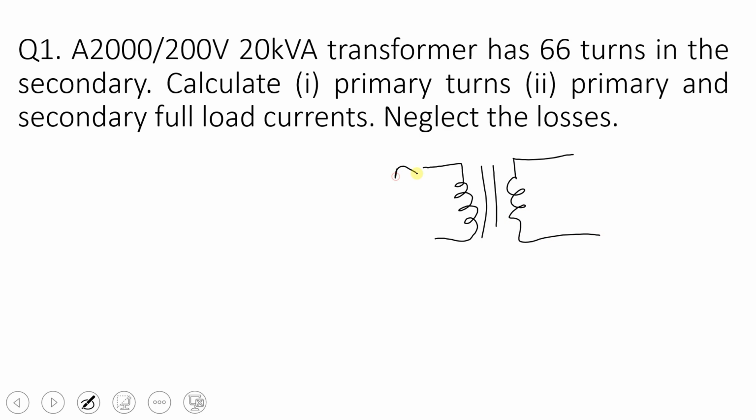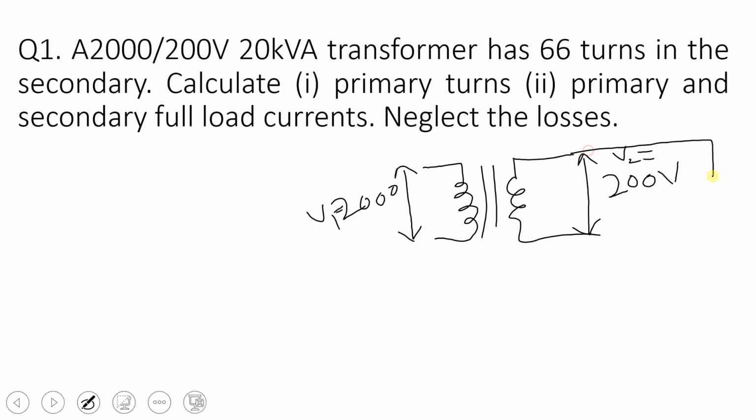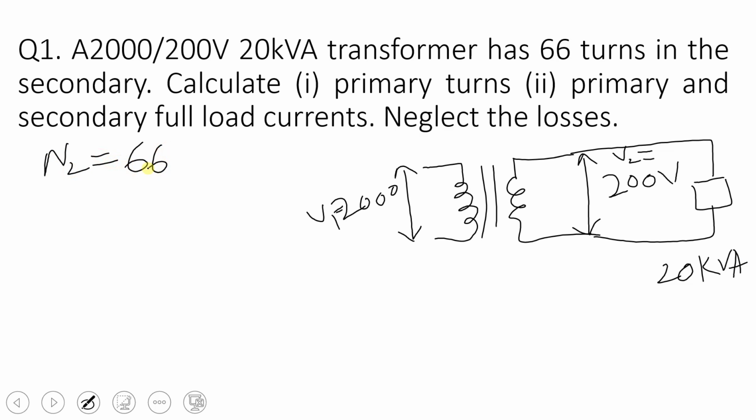According to the numerical, it is given that V1 is equal to 2000 volt and V2 is equal to 200 volt. If we are connecting the load, then the rating is 20 kilovolt ampere, and 66 turns in the secondary, meaning N2 is equal to 66. First of all, we want to calculate the primary turns.